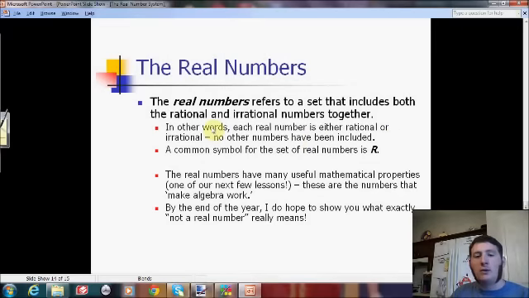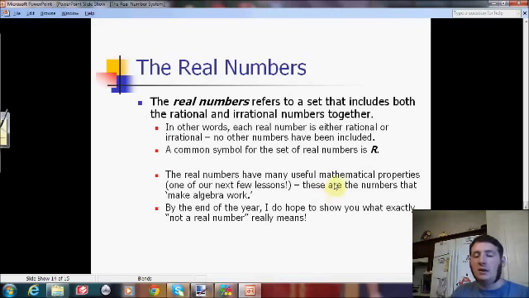And so this was kind of what we were just looking at in that diagram. The real numbers is both rational and irrational together. Every real number, every number on the number line, is either rational or irrational. There's no new numbers involved. We'll just put two groups together. The symbol there is R.